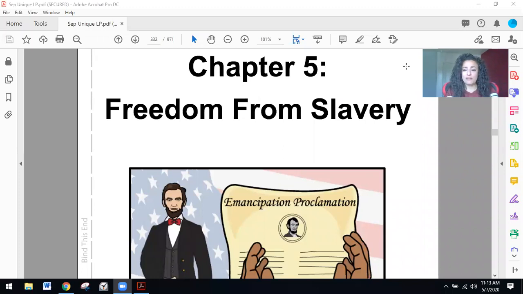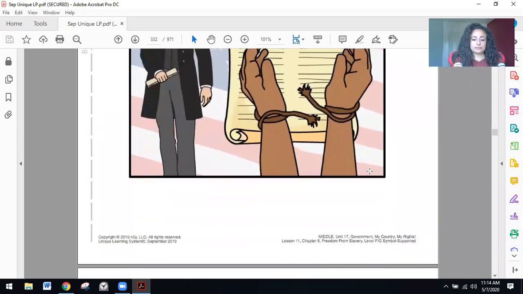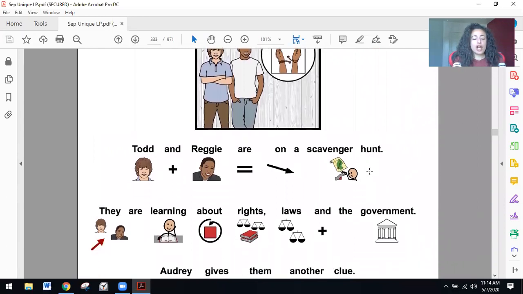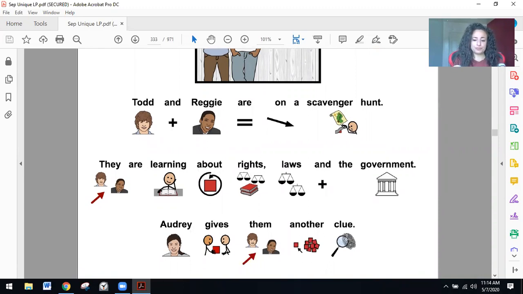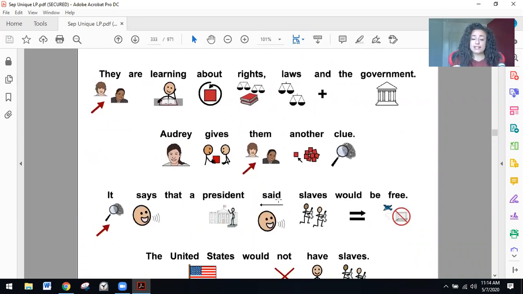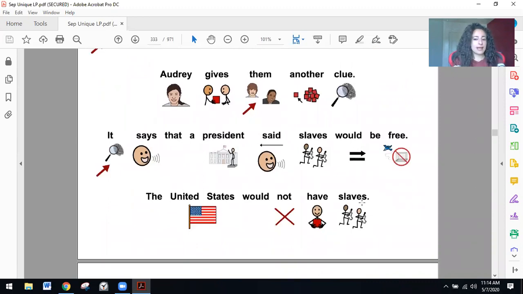Alrighty, so here we have Chapter 5, Freedom from Slavery. The title is Freedom from Slavery, guys. Okay, so let's begin to read. Todd and Reggie are on a scavenger hunt. They are learning about rights, laws, and the government. Audrey gives them another clue. It says that a president said slaves would be free, and the United States would not have slaves.